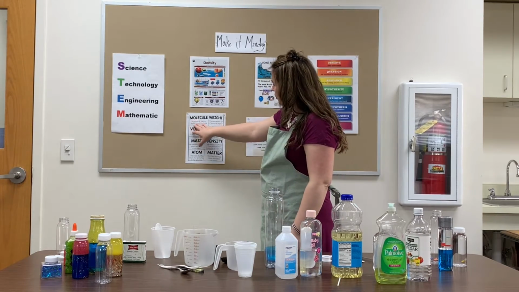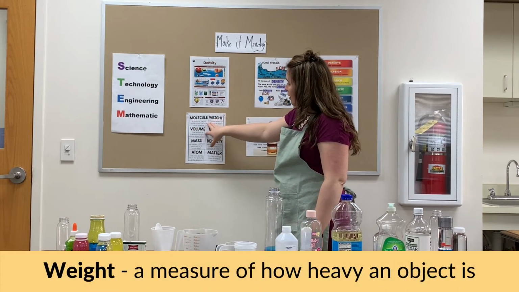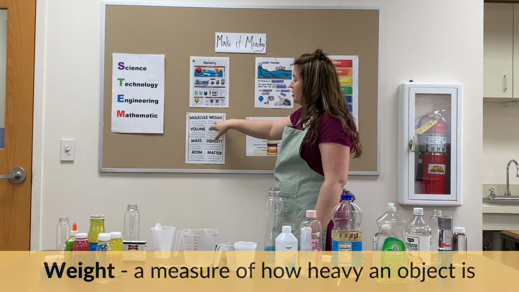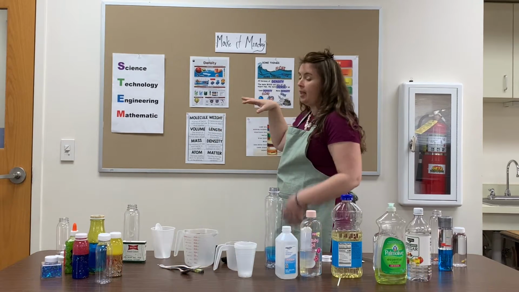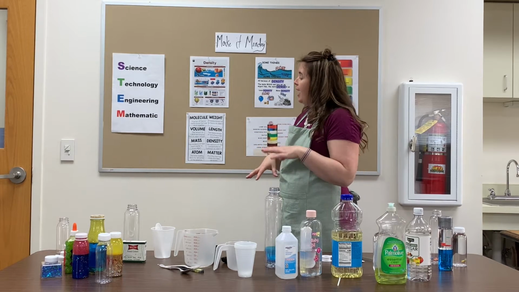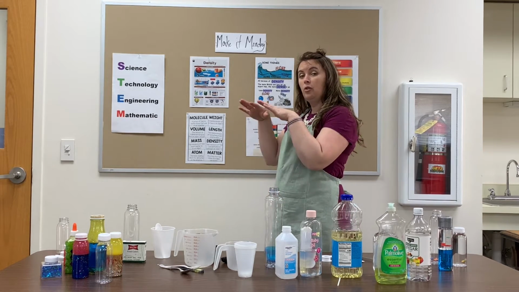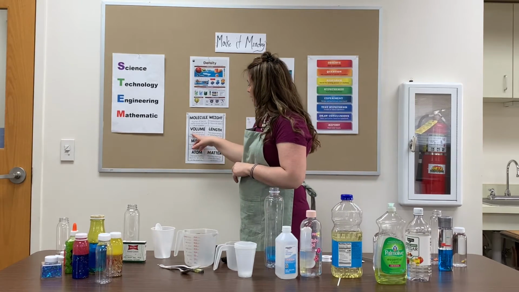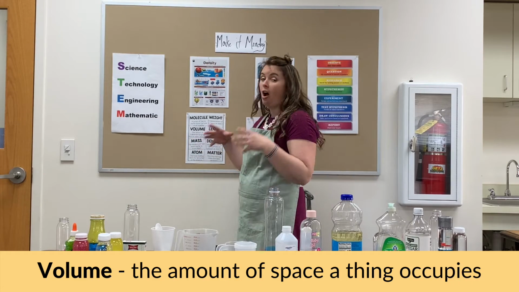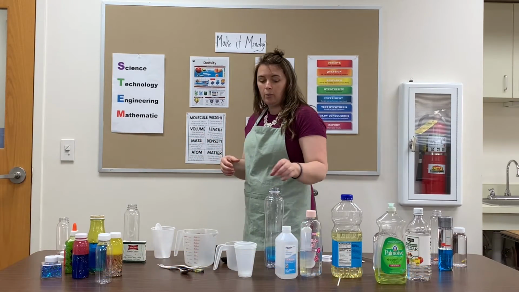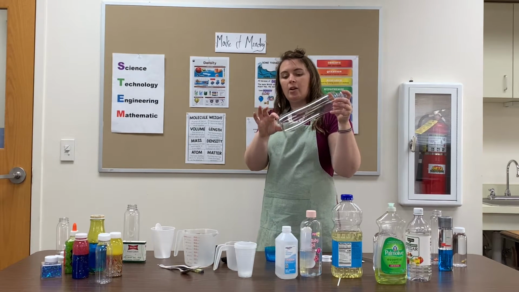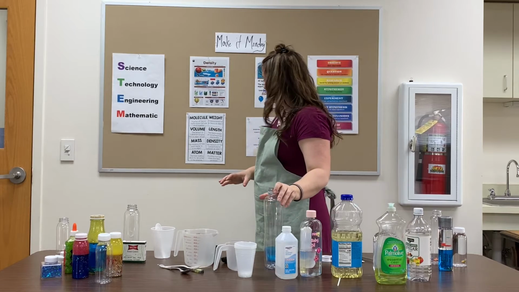Weight is a measure of how heavy an object is. How much something weighs also helps determine, like that's gravity pushing on an object to give you your weight, and that will tell you if you can float or if you can sink. Volume is the amount of three-dimensional space that an object occupies. When we're talking about liquids, it's like if you pour in this much liquid, how much would it take up of this bottle?